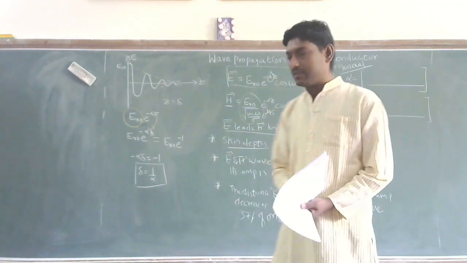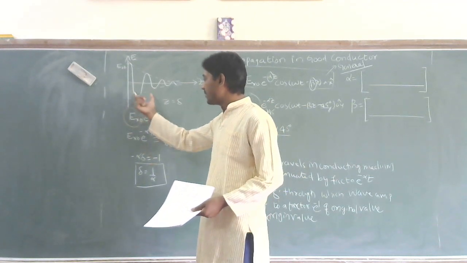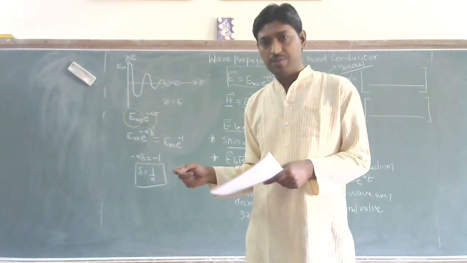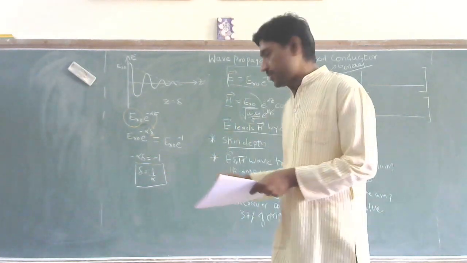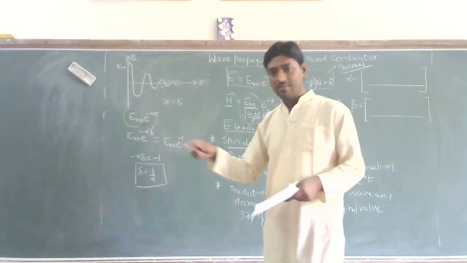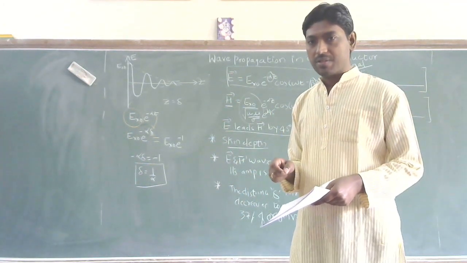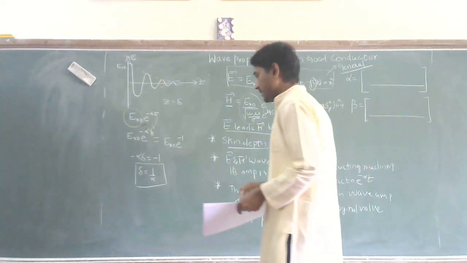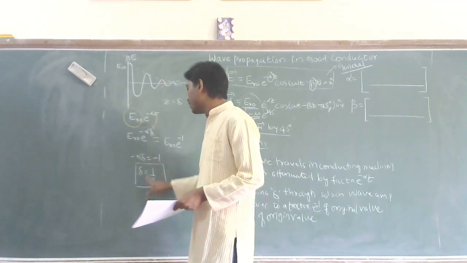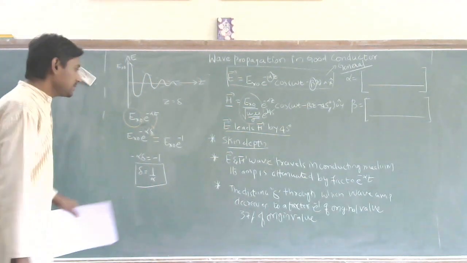Now what does that mean? What is that distance which makes the amplitude decrease by a factor of e to the power minus 1 of the original value, or 37% of the original value? That distance is given as delta, and its expression is delta equal to 1 by alpha. That is the skin depth.